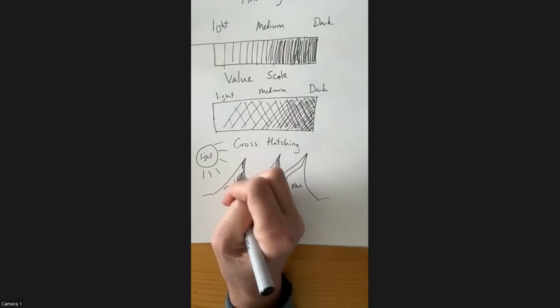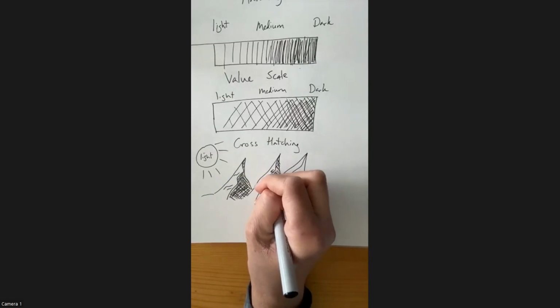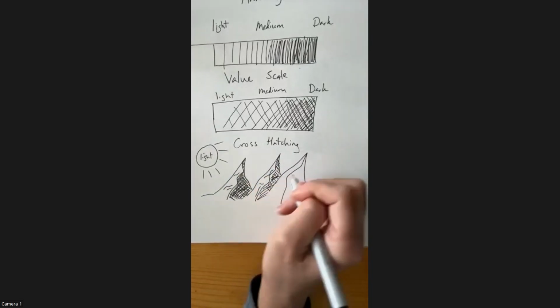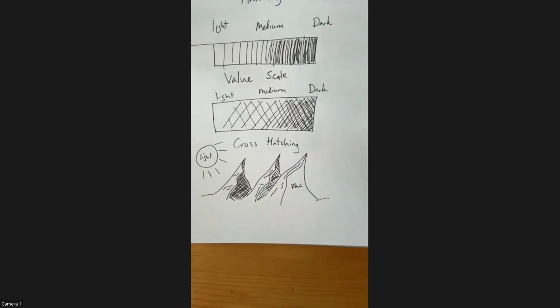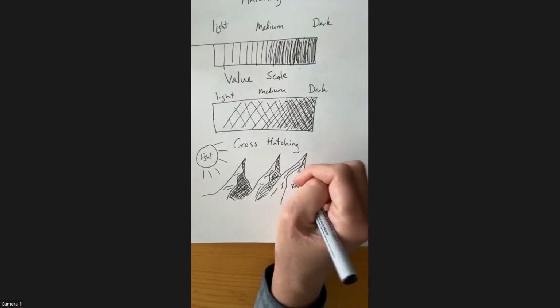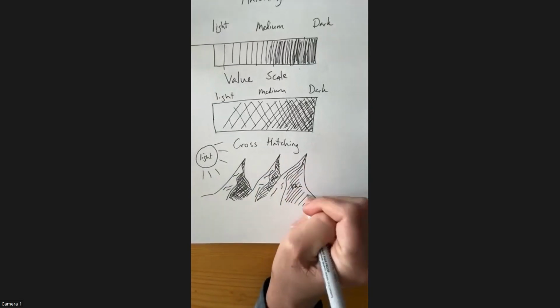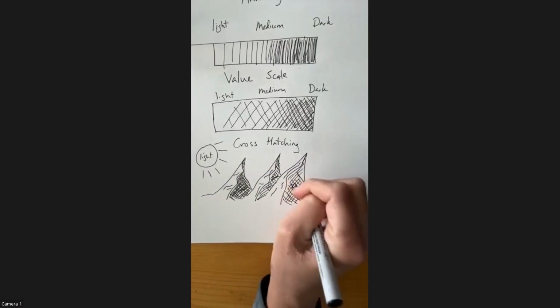Then you can add a little bit of texture with a couple other lines, again keeping in mind that the light side of the mountain is not going to have a lot of lines. It's going to have lines spaced far apart and probably not too many, because there's going to be all that light coming from our light source.